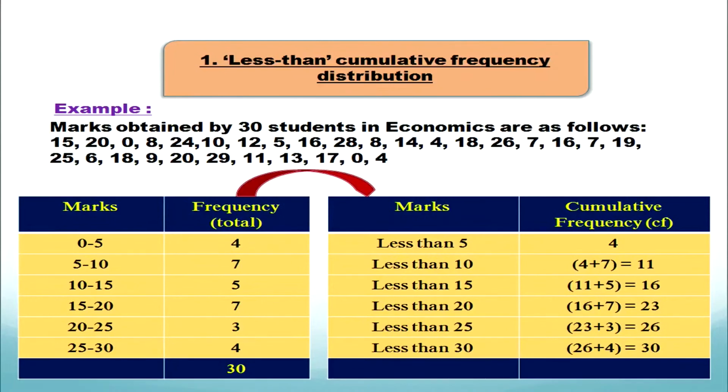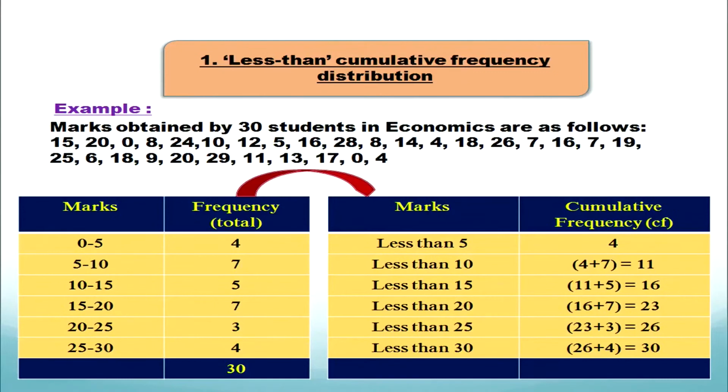Now, less than 5 means the total frequency for 0 to 5, which is 4. Now, when I say less than 10, it means all those frequencies which were there for the 0 to 5 as well as the 5 to 10 class. That means 4 plus 7. So, for less than 10 marks, how many students are there? 4 plus 7, that comes to 11.